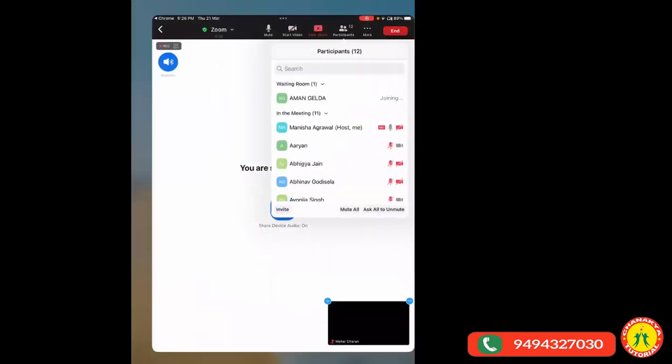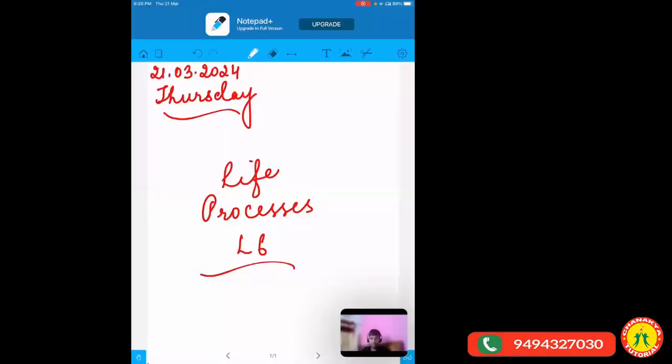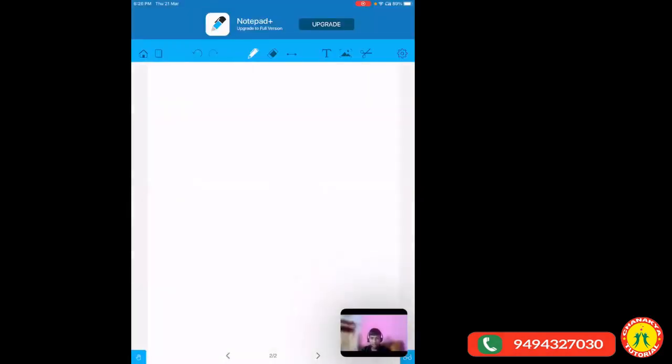Is the screen visible, children? Yes, ma'am. Okay. So the name of the experiment is: CO2 is essential for photosynthesis. For the plants, what do they need? They need carbon dioxide.